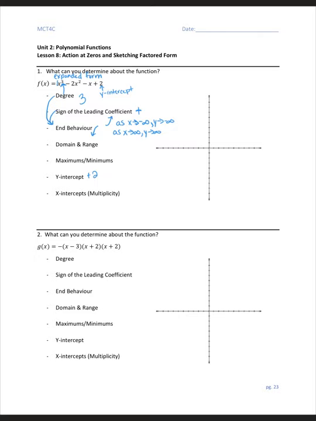To work towards our domain, our maximums and our minimums and our x-intercepts, we're going to need to factor. So I'm just going to bring this down here where I have a little more room, and we are going to factor. In order to find our x-intercepts, we need to factor. So let's rewrite our function down here. We have f of x equals x cubed minus 2x squared minus x plus 2. I have 4 terms, so I'm going to factor by grouping.